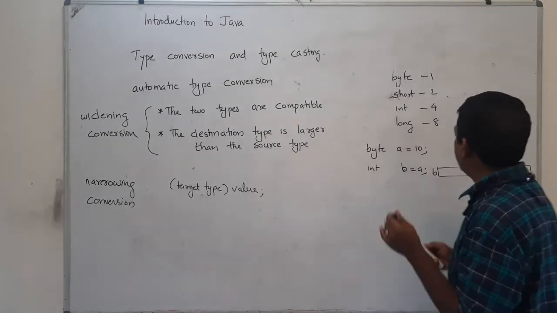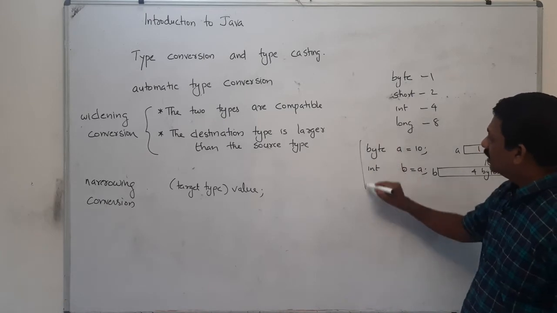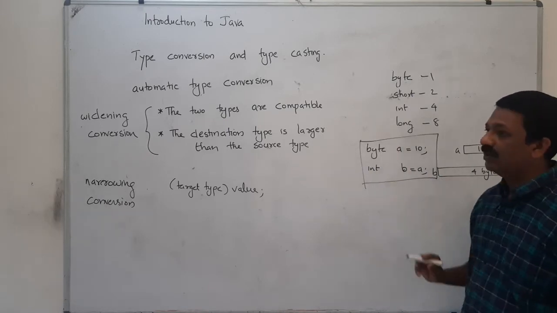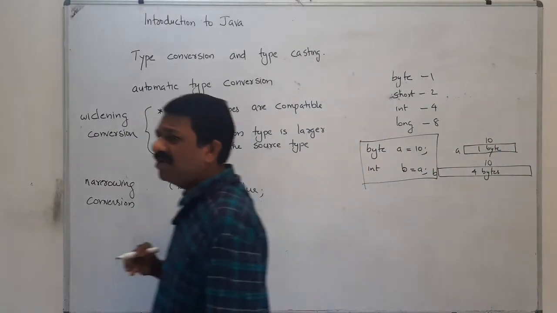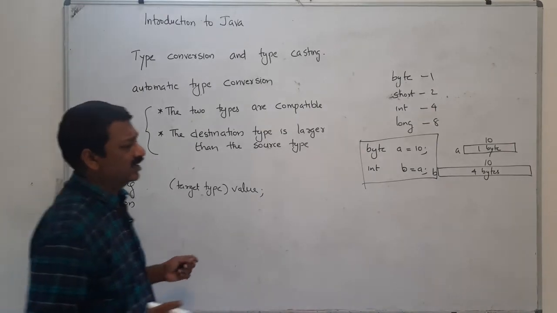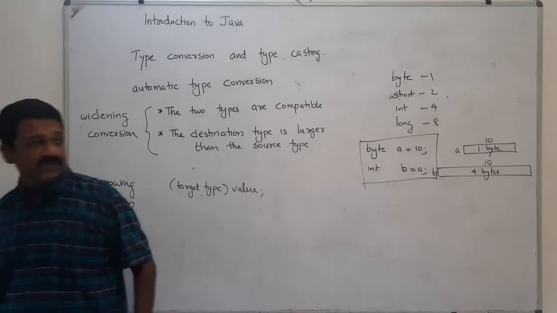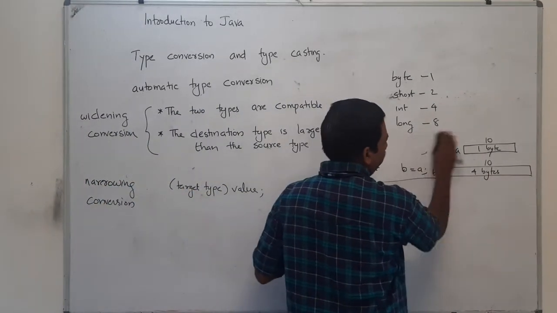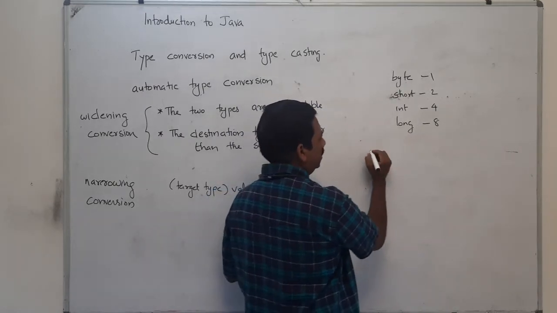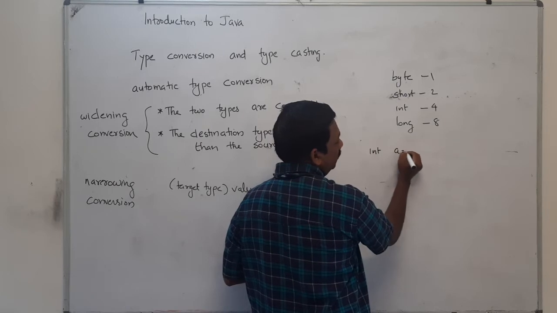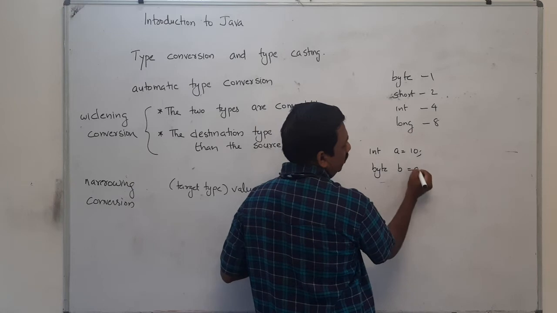So if you have a statement like byte a is equal to 10 and int b is equal to a, there is nothing wrong in it. The system will automatically do that. That's a widening conversion. But if it is a narrowing conversion, for example, suppose your statements are like this: int a is equal to 10, then byte b equal to a.